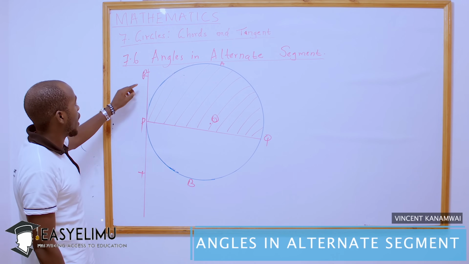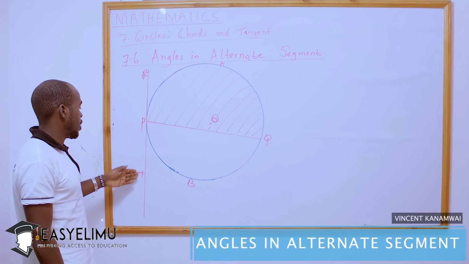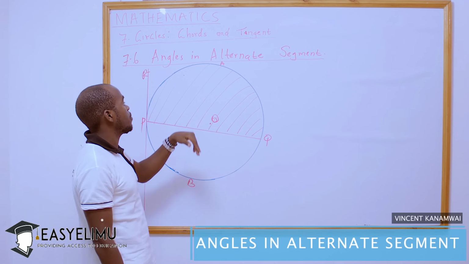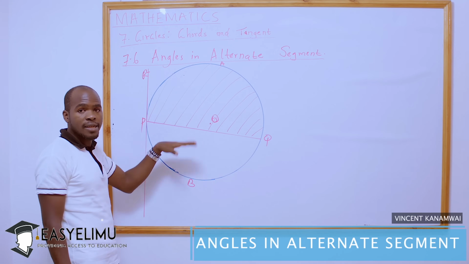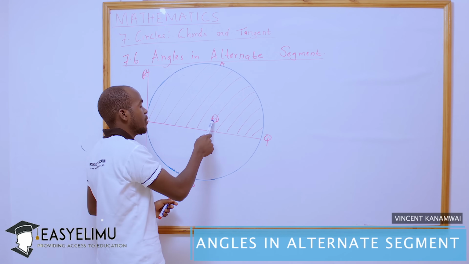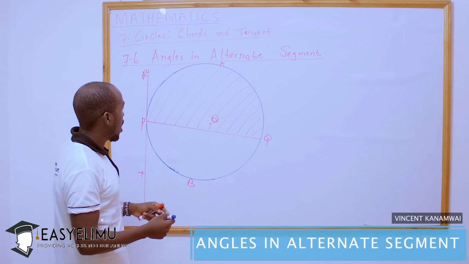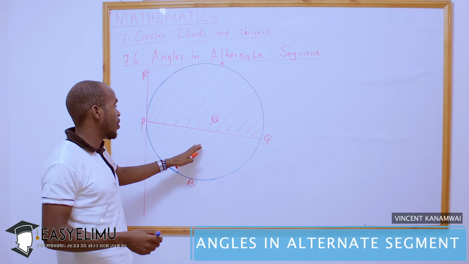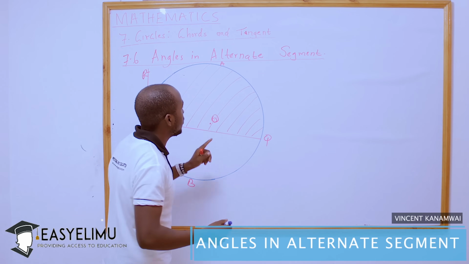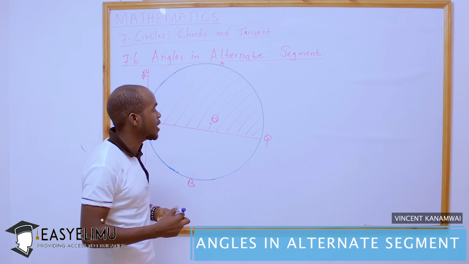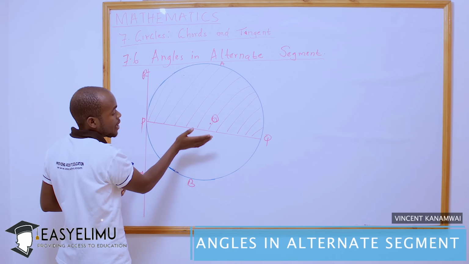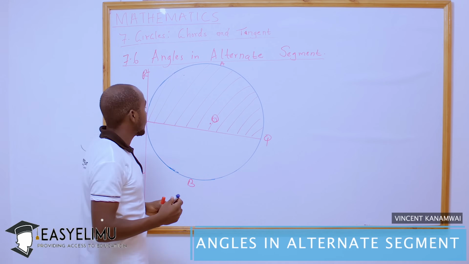And here I'm having a tangent RPT, which is a tangent to the circle PAQB. That is our circle with the center out there. You can see the center is within the shaded part. Then we have one of the parts shaded and another one unshaded. As we can see, PQ is dividing the circle into two alternate segments. Actually into two segments, one on the upper side, another on the lower side.